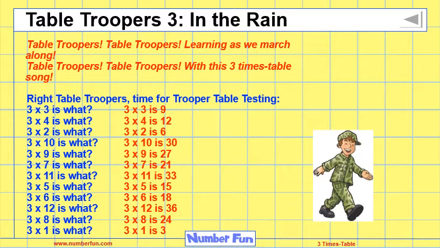Table Troopers, learning as we march along, with this 3 times table song. Right, troopers, time for trooper table testing. 3 times 3 is what? 3 times 3 is 9. 3 times 4 is 12. 3 times 2 is 6. 3 times 10 is 30. 3 times 9 is 27. 3 times 7 is 21. 3 times 11 is 33. 3 times 5 is 15. 3 times 6 is 18. 3 times 12 is 36. 3 times 8 is 24. 3 times 1 is 3.